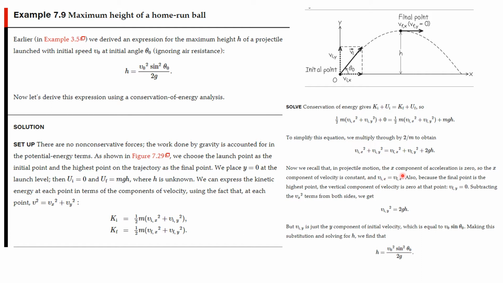The x component of the acceleration is 0, so the velocity is a constant. So this velocity is equal to the final velocity. And so we can simplify that, subtracting vx squared from both sides and making note of the fact that this is 0, and we get this. The initial velocity in the y direction squared is 2gh, and so we can solve for h. That's the only unknown. The velocity in the y direction is the initial velocity times the sine of that angle. You see, that's this part here. So it's the sine of that angle. So we have derived that expression.